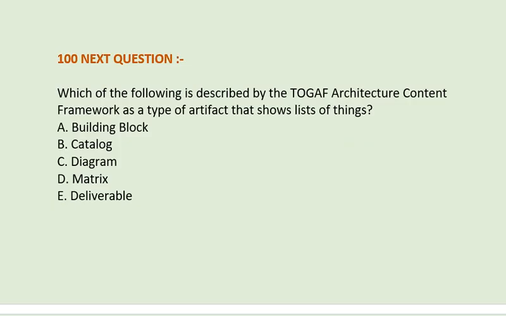Question is, which of the following is described by the TOGAF architecture content framework as a type of artifact that shows list of things? Option A, building block. Option B, catalog. Option C, diagram. Option D, matrix. Option E, deliverable. Correct answer is option B.